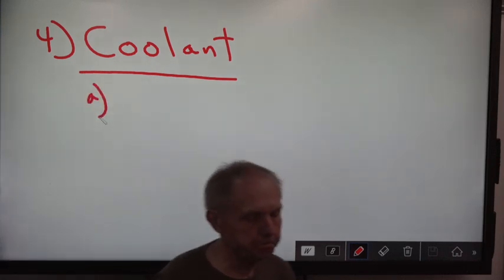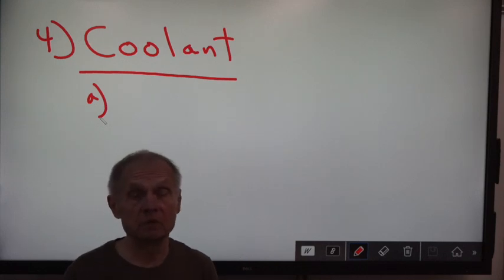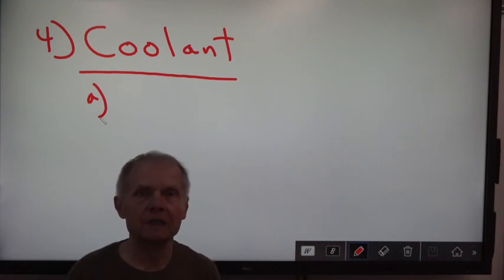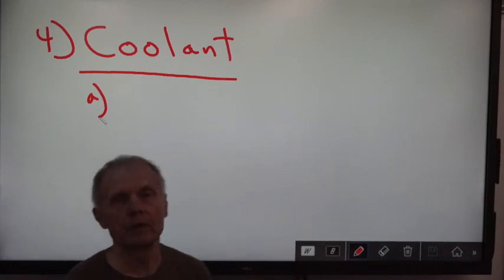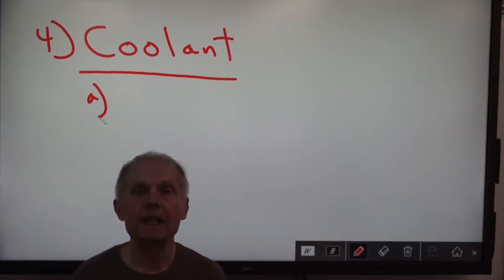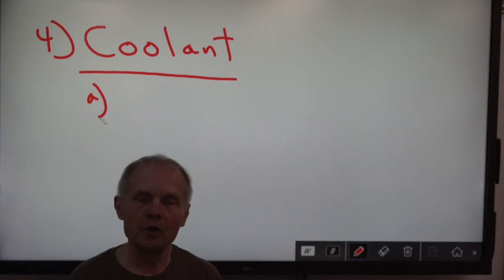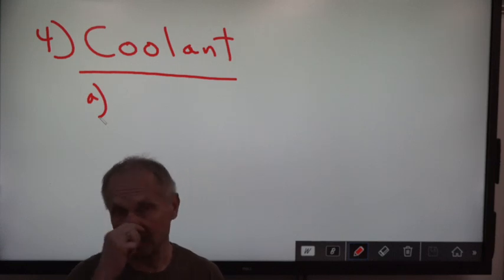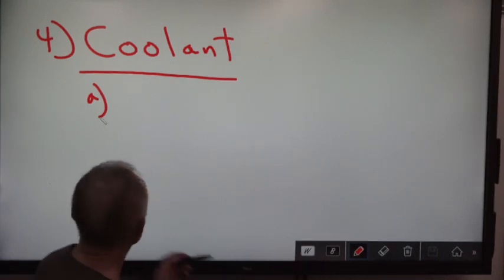Now, the coolant is like the coolant in cars. It keeps the engine from overheating. Well, the coolant in nuclear reactors keeps the core from getting so hot that it melts down. Okay? And the cool thing about the coolant is the coolant that we use in the United States is this.